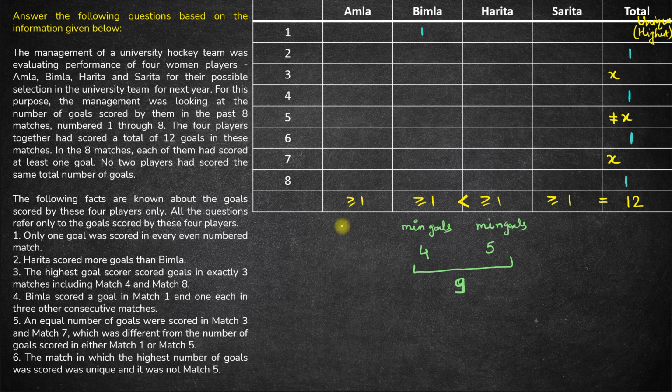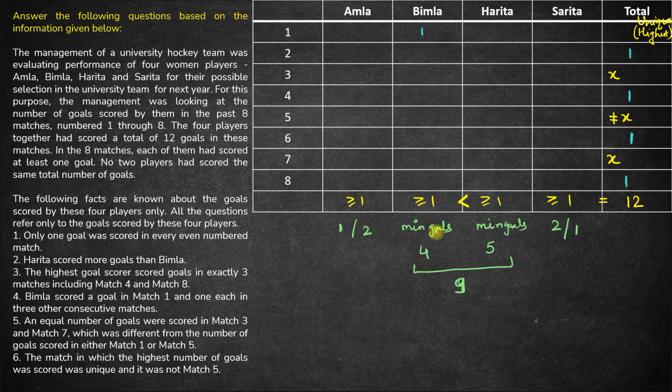If we have 3 goals remaining, how can A and S score these 3 goals? It's possible that either Amla scores 1, then Sarita scores 2, or Amla scores 2 and Sarita scores 1. And since they have to be different, this is the only possibility. No other possibility is there.